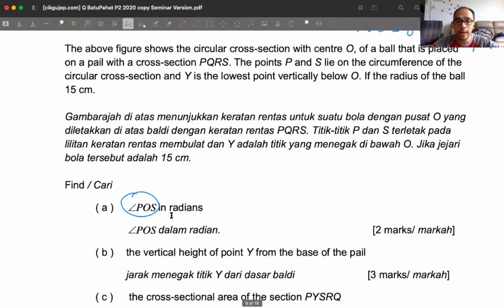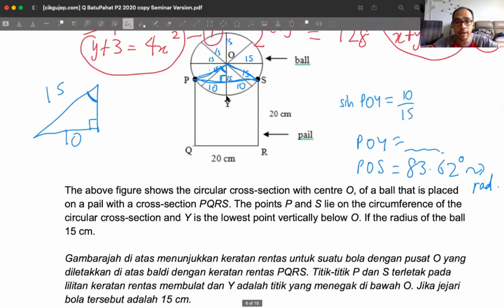So once you have POS in radian, the next part asks for the vertical height of point Y from the base of the pail. Dia mau cari this length. In order for me to answer this, I need to find this length first. I'm sorry. Alamak. Sorry.